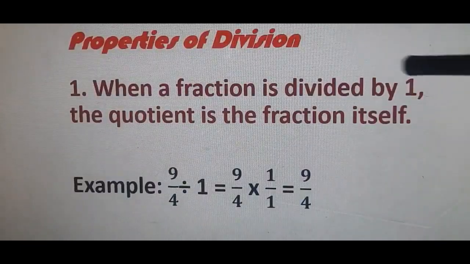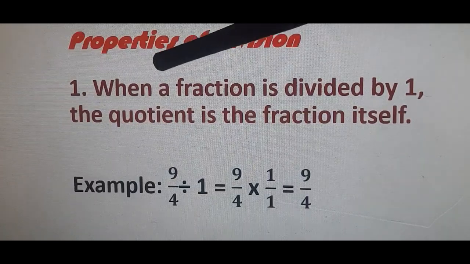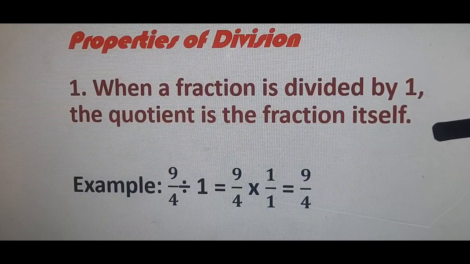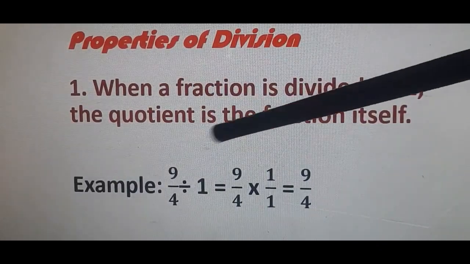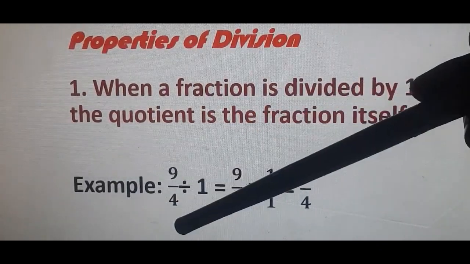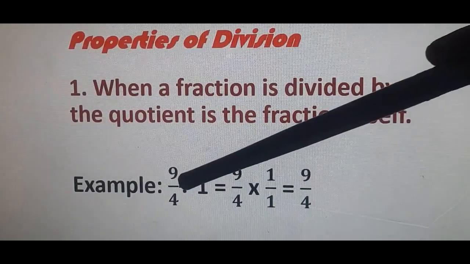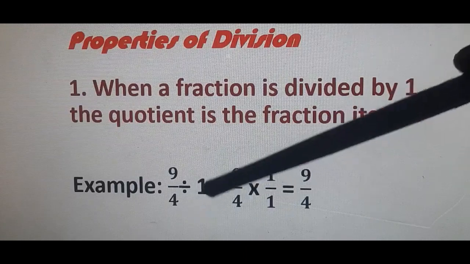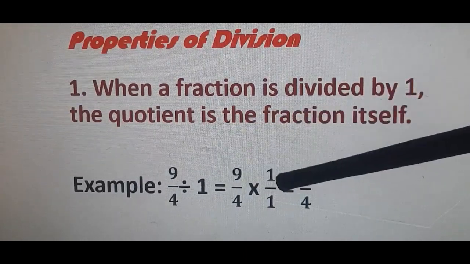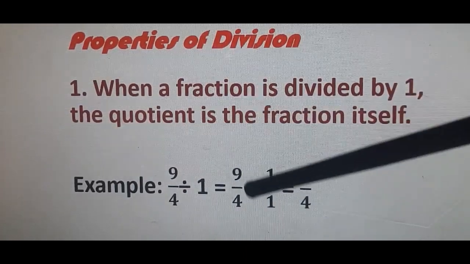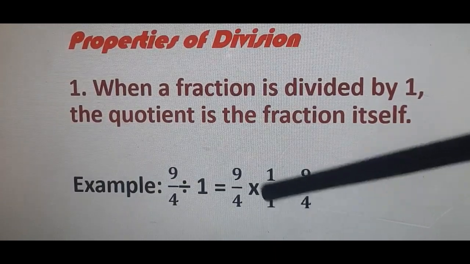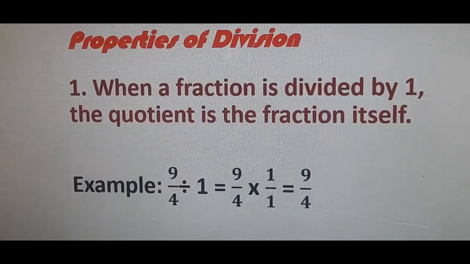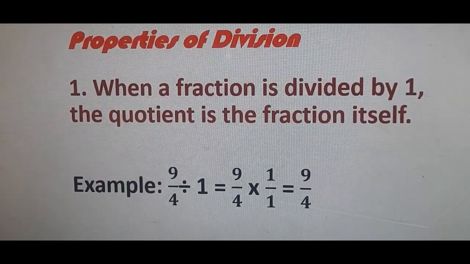Now, properties of division. When a fraction is divided by 1, the quotient is the fraction itself. Fraction is divided by 1. See this example, 9 upon 4 is a fraction divided by 1. Divide will change into multiply and we will take the reciprocal. Reciprocal of 1 upon 1 is 1 upon 1 only. 9 upon 4 multiply 1 upon 1. 9 1s are 9, 4 1s are 4. So, it is the fraction itself. So, when we divide the fraction by 1, we get the fraction itself.